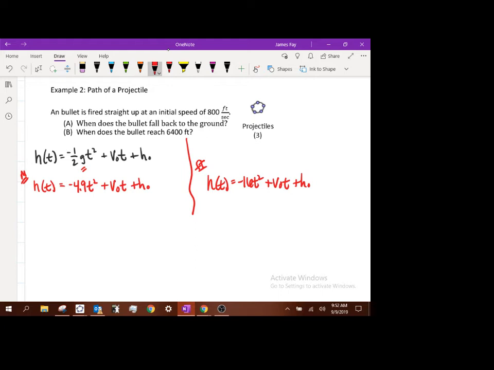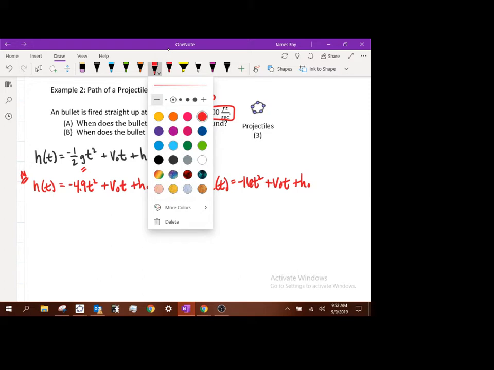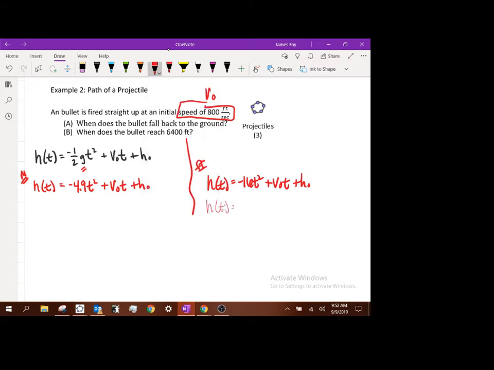So here's the question. A bullet flies straight up with an initial velocity, or initial speed, of 800 feet per second. So that right there is your v sub naught. When I plug stuff in, I get h of t equal to negative 16 t squared plus 800 t. It never tells me anything about height. It doesn't say I'm launching it from a 20-foot cliff or anything like that. So h sub naught is 0. There's no initial height other than 0. Now the question is, when does the bullet fall back down to the ground?